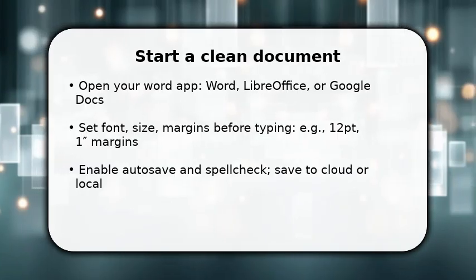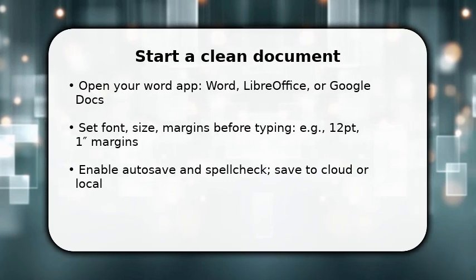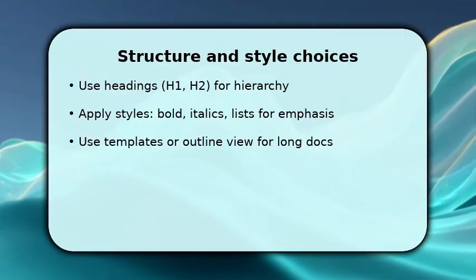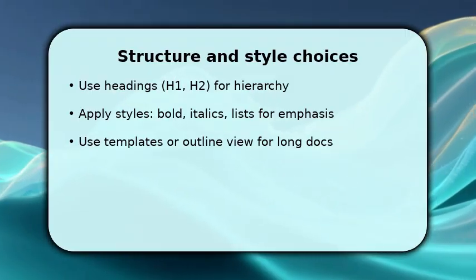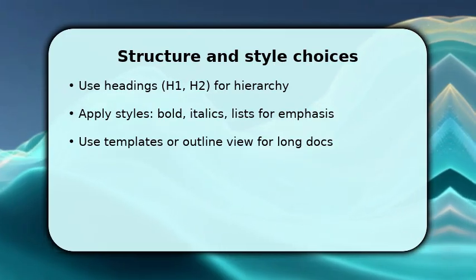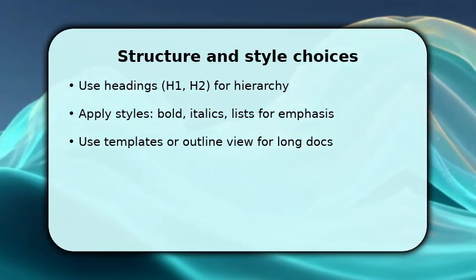Now type your first sentence confidently and let structure guide the rest. You now build the body. Start by outlining main points with headings and subheadings so your reader follows the flow. Once headings are placed, use built-in styles to keep formatting consistent. Apply bold or italics for emphasis and numbered or bulleted lists for sequences.